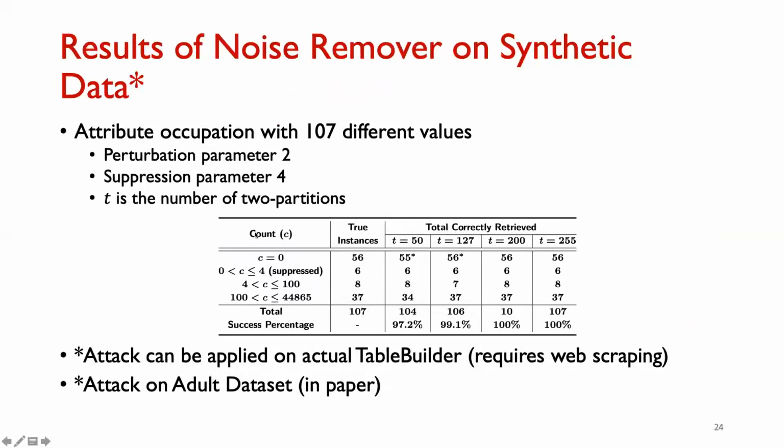So these are the results on a synthetic data set in which we chose the occupation attribute with 107 attribute values. And as we can see, with a perturbation parameter of 2, we can find all the true counts with success percentage of 100% with 200 queries per attribute value. And for a lesser number of queries like 50, we also have a higher success rate. Crucially, we can also find out all the suppressed counts.